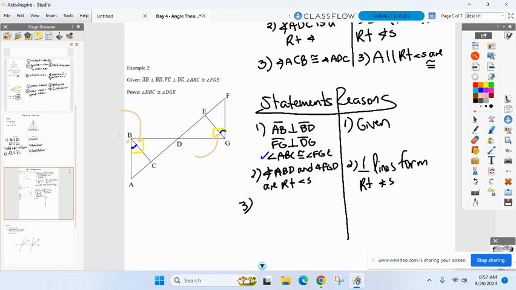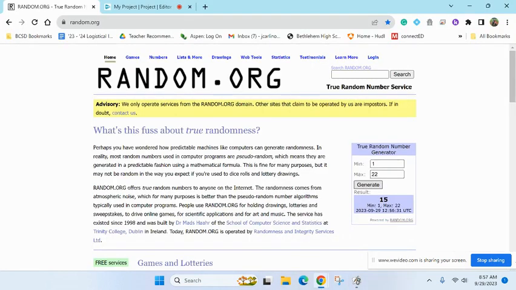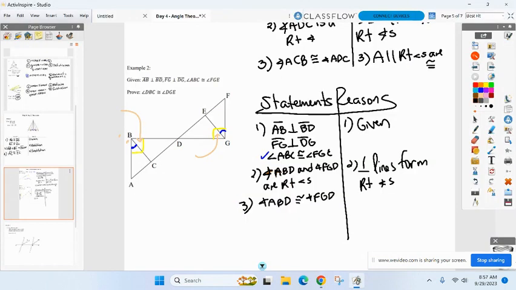Equal. So what do I need to tell you about ABD and FGD? They are congruent to each other. Why are they equal? Use what I've given you today. Bryson. Because all right angles are congruent. Right up there. All right angles are congruent.